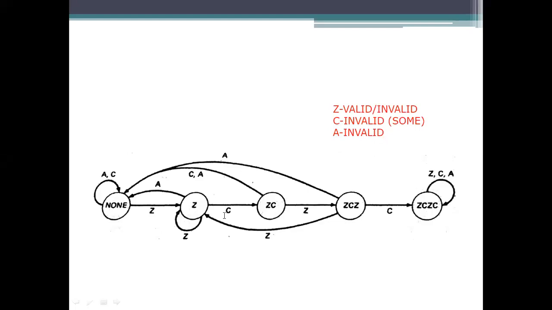If you are not giving the correct input value, the transition goes either to Z when you have Z as an input, or to the others when the input is either A or C. So this none state will be processed. Likewise, we are processing or testing these state diagrams or state graphs.